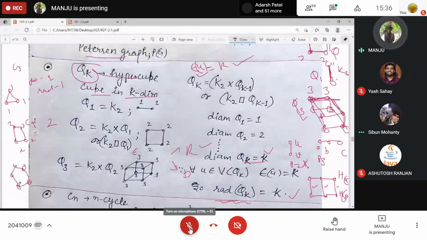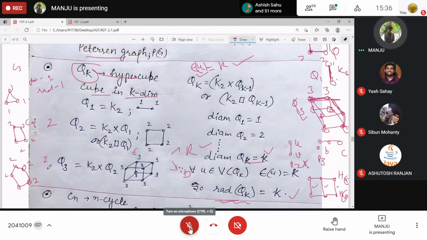We will not take this path. We will take this one. Okay? So path length is 2. The smallest path length, that is giving you distance, and then maximize it. That is giving you eccentricity for each vertex. And maximize among all the vertices, that is giving you diameter, and minimize it, that will give you radius. So 2, 2, 2.